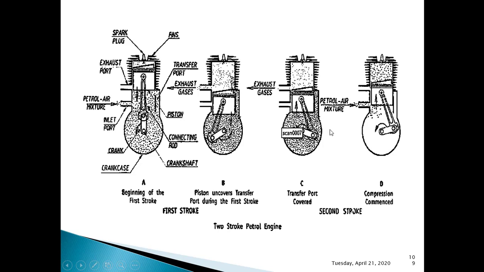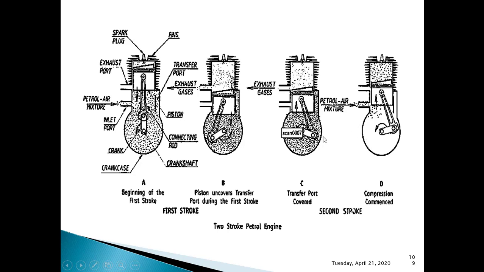So first, before going to discuss this first stroke and second stroke, let us discuss how that air fuel mixture will be entering into this combustion chamber. Let us discuss that first. Once you know how the air fuel mixture enters this engine, then you can easily write what the first stroke is and what the second stroke is.